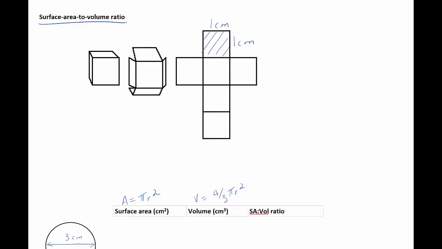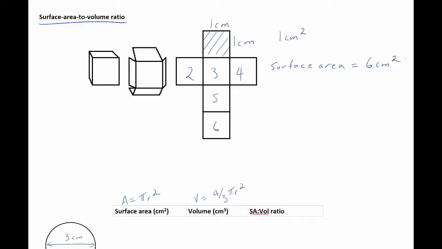on each side, one side would be 1 centimeter squared in area. Now, because there are 6 sides, the entire surface area of the cube is going to be 6 centimeters squared.